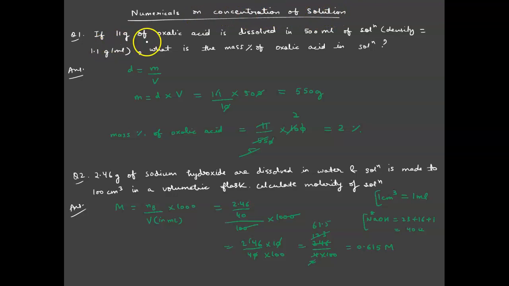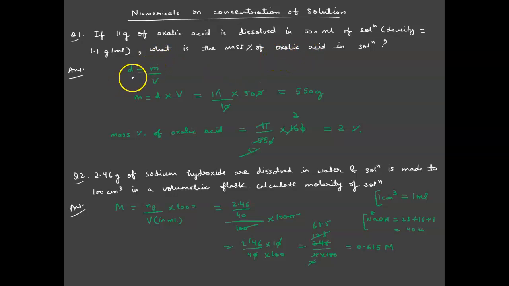So first is, if 11 gram of oxalic acid is dissolved in 500 ml of solution, density is given 1.1 gram per ml. What is the mass percent of oxalic acid in solution? You don't have to remember the formula of oxalic acid for this question. Many students think that they have to learn these formulas. No, we should learn common formulas like sodium, hydrogen, that are normal inorganic formulas. We should also learn some organic formulas, like glucose, sucrose. It's okay. We don't have to remember the formula of oxalic acid in this question.